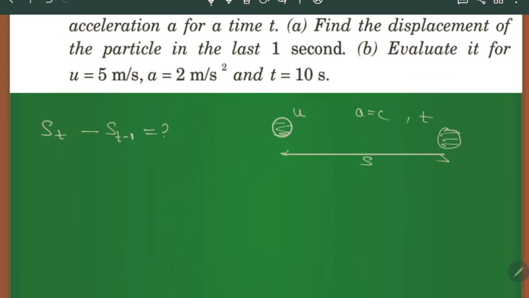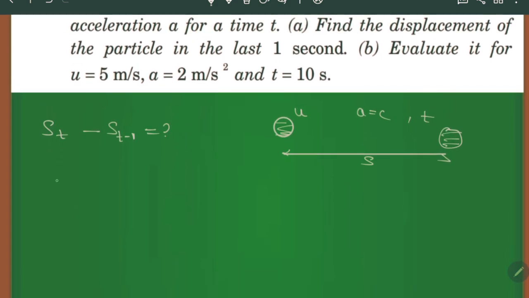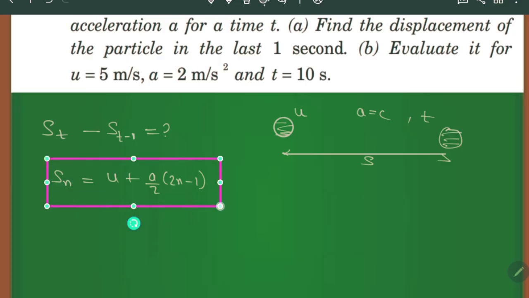So we got the displacement in the last t seconds, and we know this. You can directly know the distance traveled in the nth second is u plus a by 2 times 2n minus 1. This you can directly remember. This is a standard formula, right?